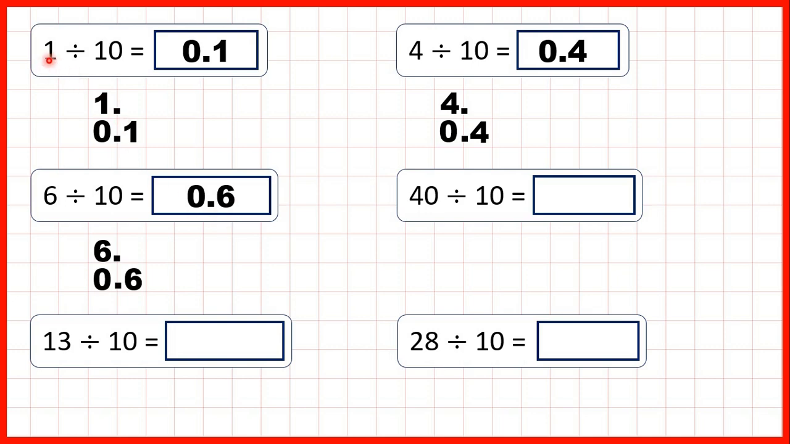So notice 1, 4 and 6 are all numbers smaller than 10. They're all smaller than what we were dividing by. And that's why in our answers we have 0 point before the tenths. So if the number you're dividing by is smaller, then your answer will always be less than 1.